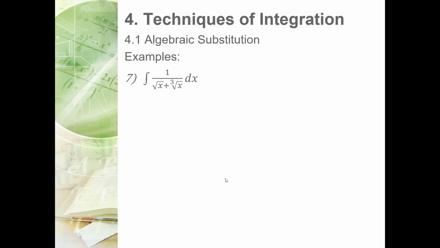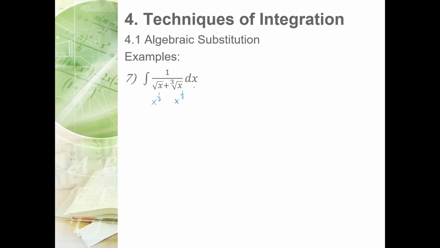So how do we go about that? For us to be able to eliminate the square root and the cube root, we need to understand that, let's say, writing it in the exponential form, this will be x to the power of 1/2. The other will be x to the power of 1/3.